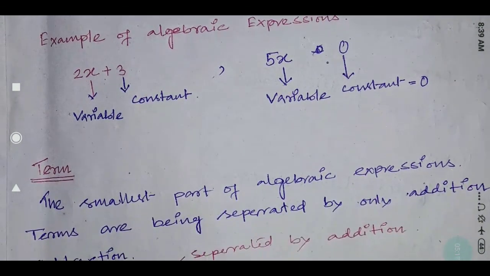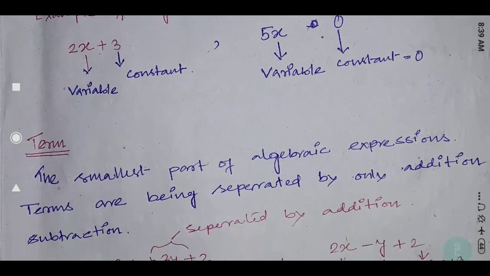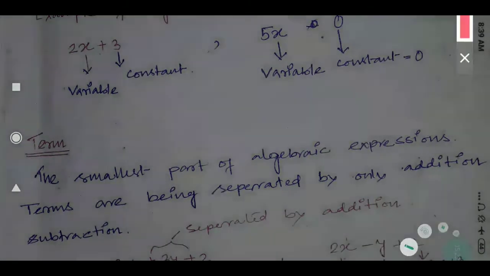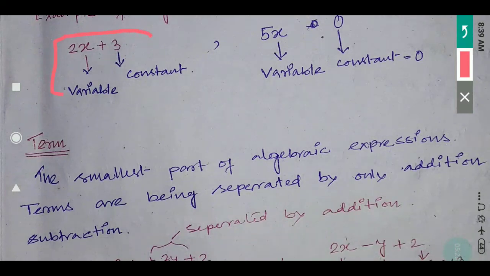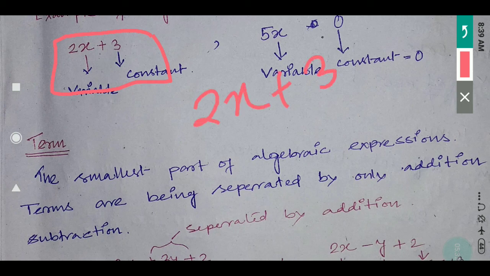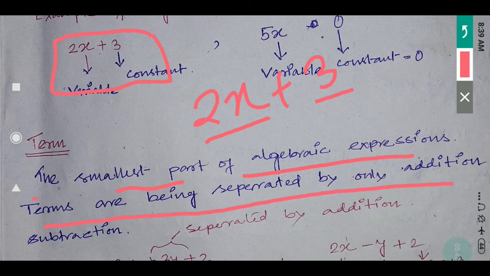Okay, so now the term: the smallest part of an algebraic expression. This whole thing is considered an algebraic expression, and all the smallest parts in it are considered terms. So this one is one term, this one is another term. The smallest part of an algebraic expression is a term. But this is very important: terms are separated only by addition and subtraction.